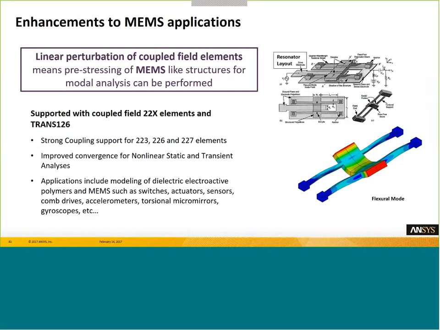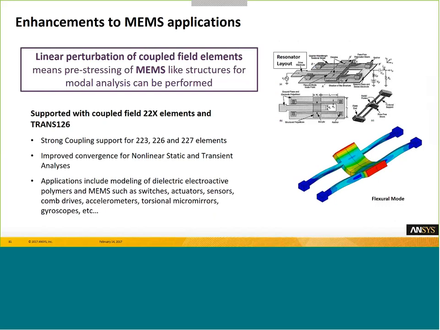On the topic of MEMS as well, we've expanded what we can do here with the 22X elements. So these MEMS are micro-electrical mechanical systems, used in your phone for things like the gyro sensor, which way up it is, using cameras for focusing, that kind of stuff. 22X elements have got a lot of coupling in them, so we can couple different physics fields. And at 18 now we've added in the capability to do something called linear perturbation.